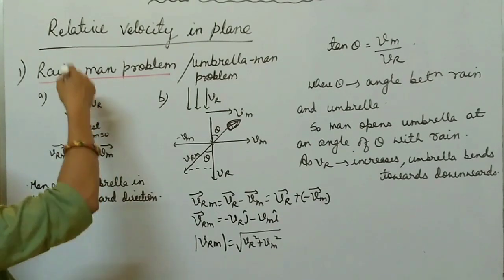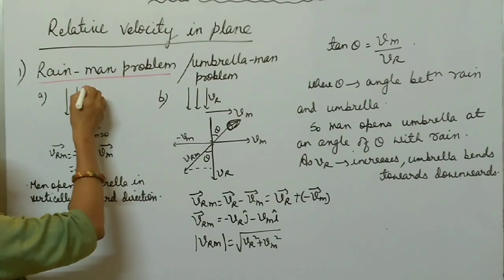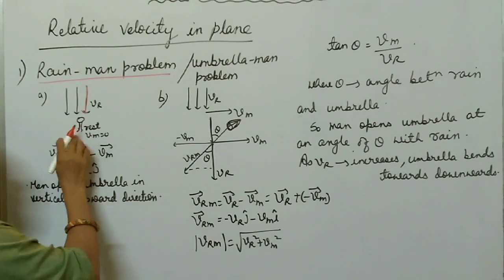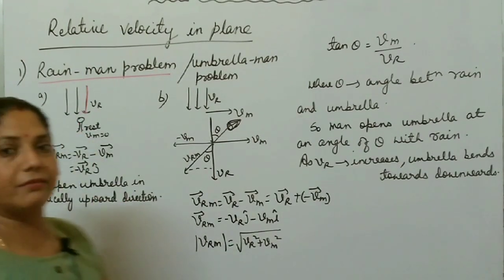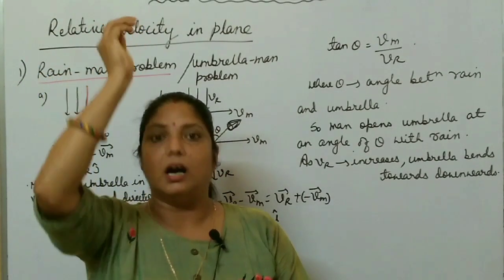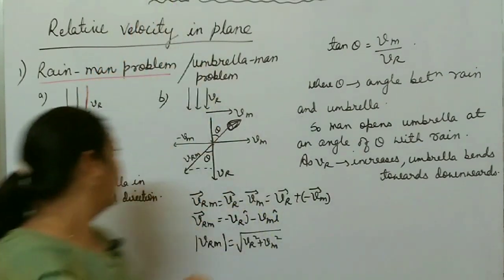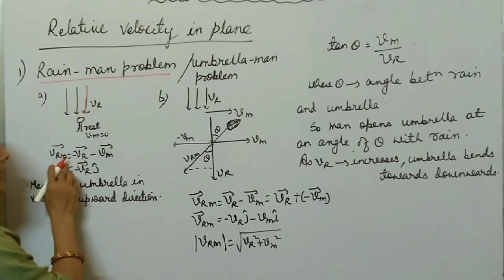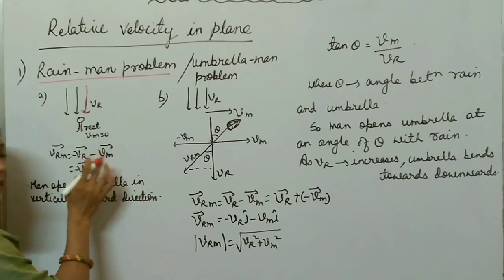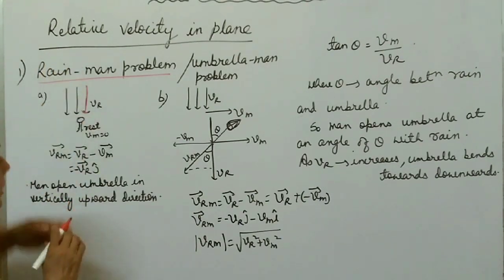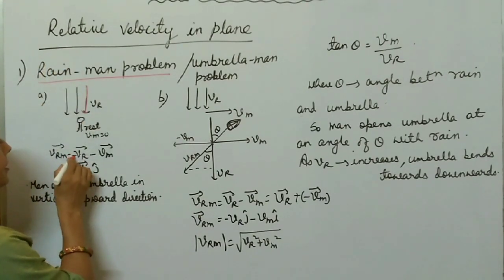Suppose rain is falling downwards, so the velocity of rain is in the downward direction, towards negative y direction. And suppose the man is at rest. So when you are at rest and rain is falling downward, you just open the umbrella upward, opposite to the direction of rain. How? Here the relative velocity of rain with respect to man is what? Velocity of rain minus velocity of man. And velocity of rain is in negative y direction, so you put a negative sign here.